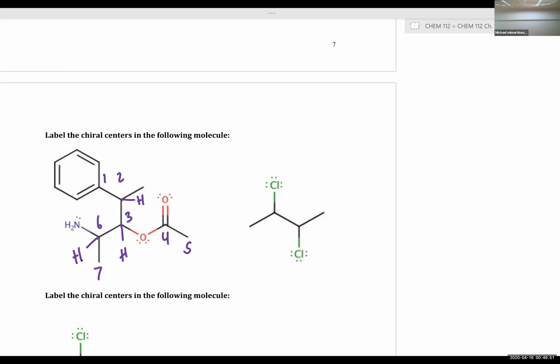So let's take a moment. Let's type in chat now. Which of these centers are chiral centers? Which of these centers have 4 different substituents?